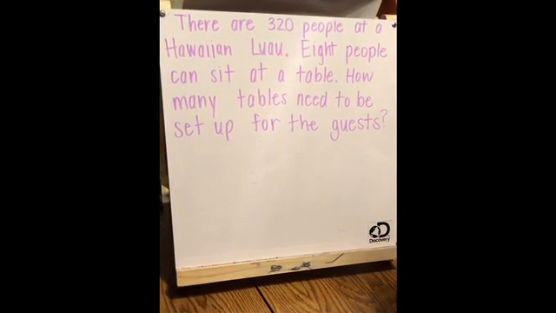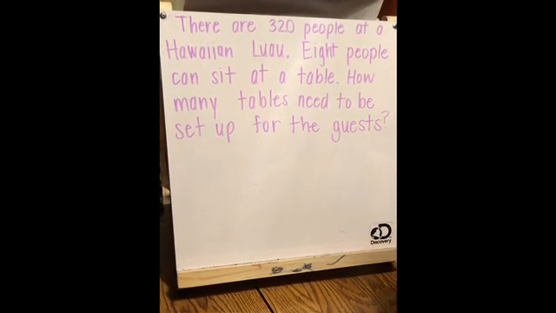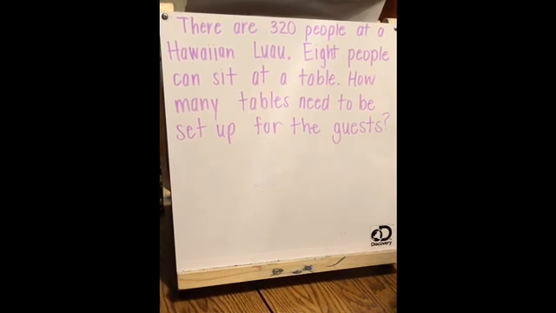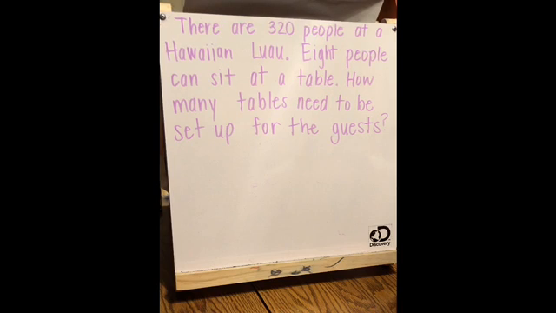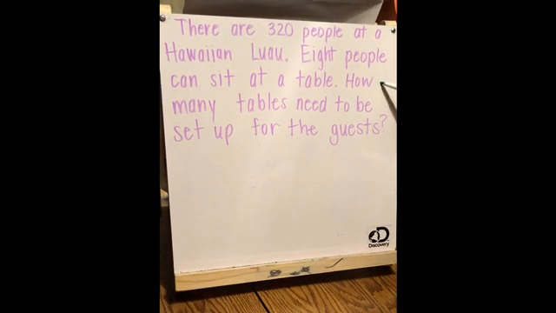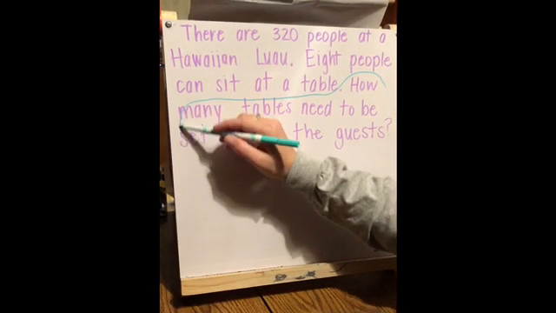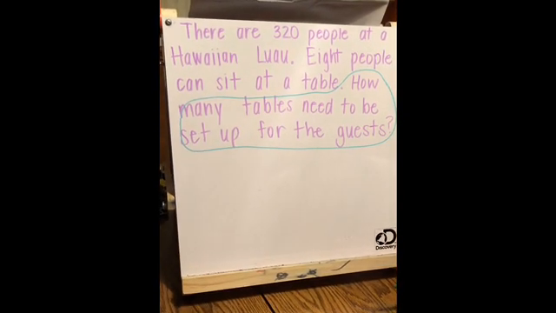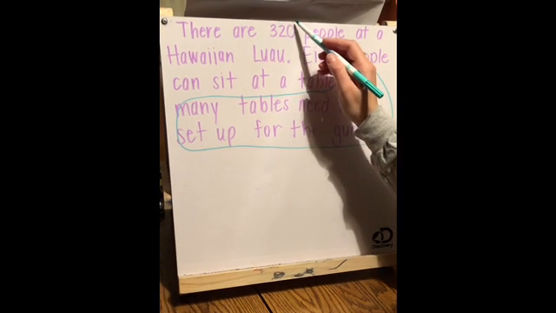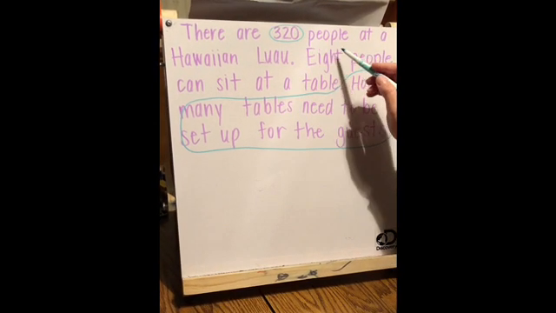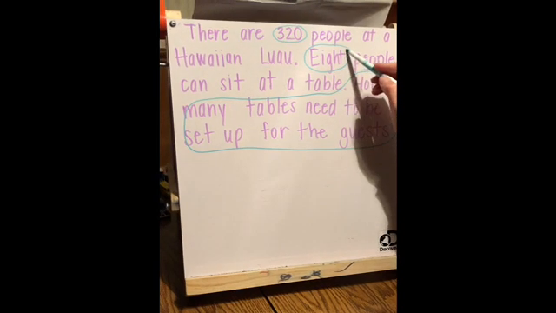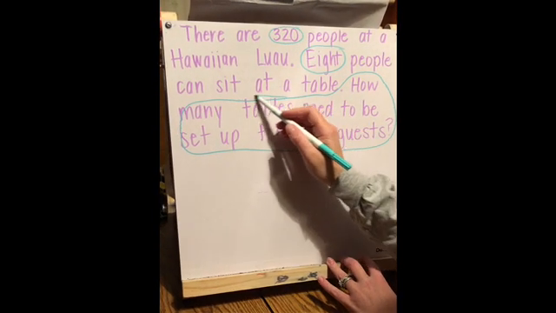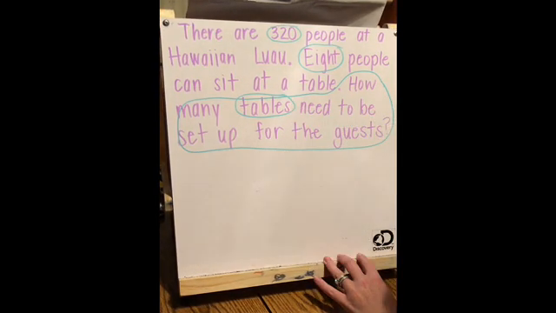There are 320 people at a Hawaiian luau. 8 people can sit at a table. How many tables need to be set up for the guests? So we want to use cubs. We want to circle our essential question. How many tables need to be set up for the guests? We want to look for our essential numbers, 320, and then we have the number word 8. And we want to look for our label, how many tables. So we know our label is going to be tables.